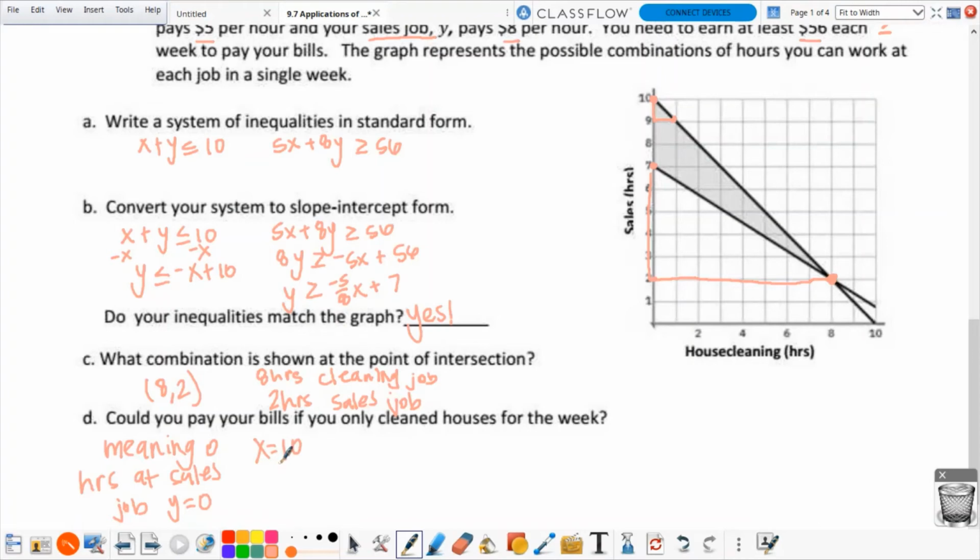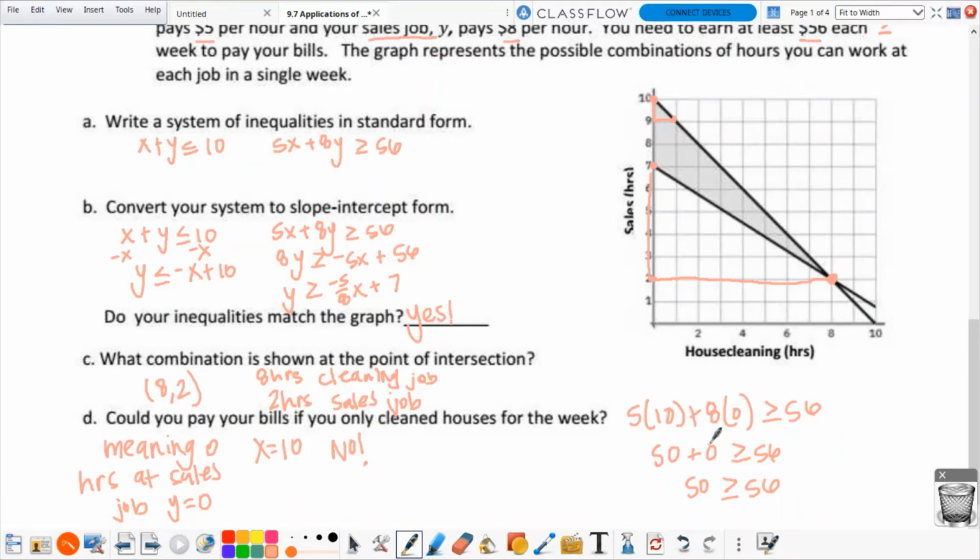So we can take our inequalities, the one where we're talking about how much we get paid, and see if we make enough money to just work 10 hours at house cleaning. So let's see. We have 5 times x, which we said was 10, plus 8 times 0, because we don't work any hours at our sales job in this question. And is that going to be at least $56? Well, 5 times 10 gives us 50. 8 times 0 gives us 0. So 50 is not greater than or equal to 56. So the answer would be no.